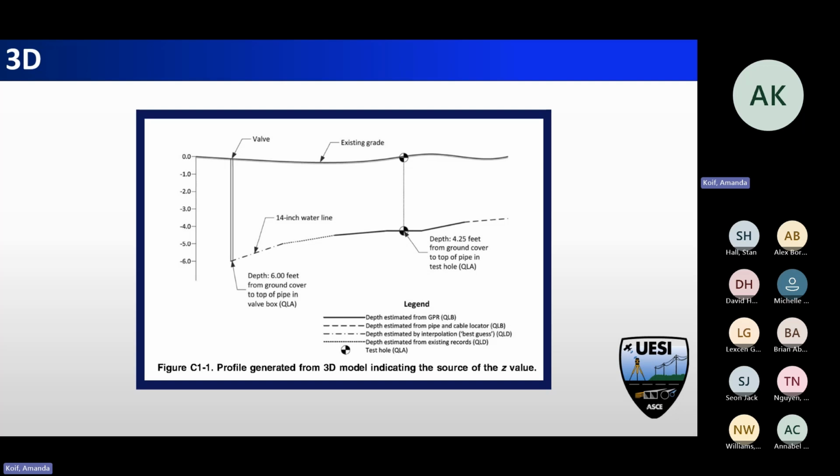On the right was a piece that was done by pipe and cable locator. The short dashes were the records. And then the last dash is, I don't have any data. I've got a top of valve and I've got a spot over here from the records, so I'm just going to randomly draw it. So you can see how you can get variations all over the place when you're trying to put together a 3D map and understanding how you've got that data.